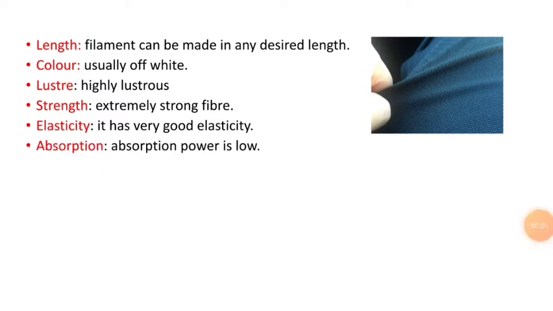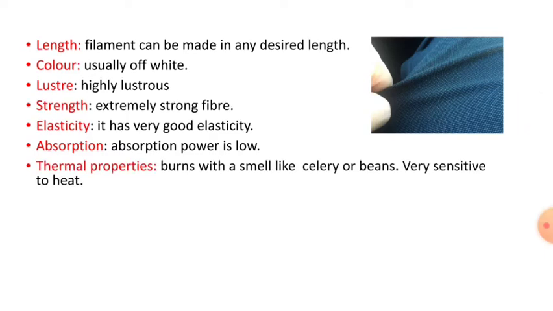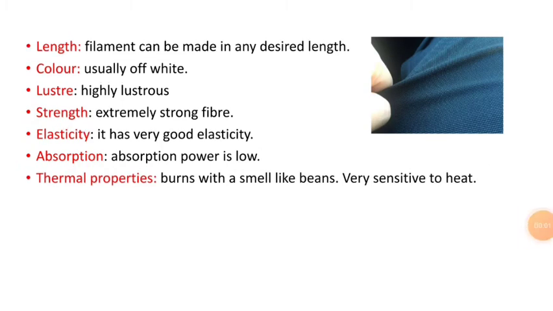Next property is absorption. It has very low absorption capacity, therefore it dries very quickly. Thermal properties. It burns with a smell like beans and it is very sensitive to heat. Special characteristic of synthetic fiber is that they can be heat set at very high temperatures. Therefore, they are known as thermoplastics.